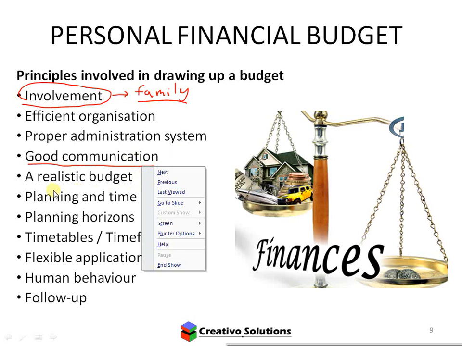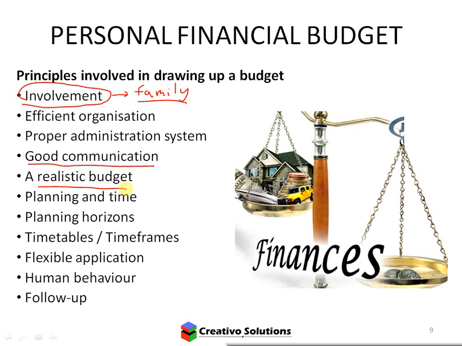Budgets need to be realistic. You can't budget with R1 billion if the budget is only, let's say, R1 million. R1 billion is obviously a lot more than R1 million. It needs to be within budget, and it needs to be realistic. Planning and time: why is that important?